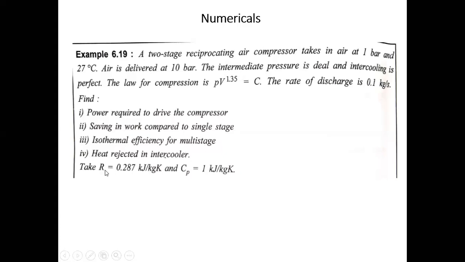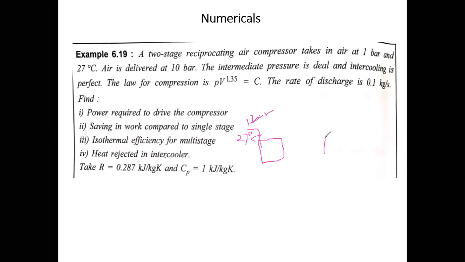As the intercooler is provided, I will just draw the diagram on the screen so that we can understand. There is a two-stage reciprocating compressor. So in the first stage, there will be one cylinder. It takes in air at 1 bar and 27 degrees Celsius temperature, and air is delivered at 10 bar. So the intermediate pressure is not given.